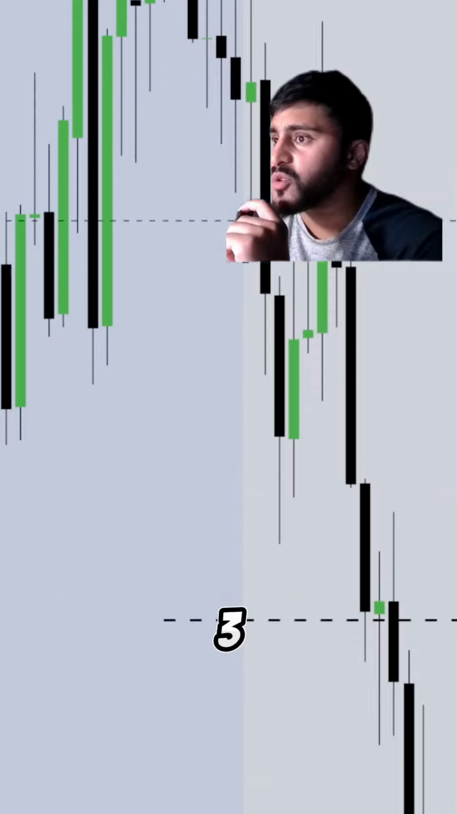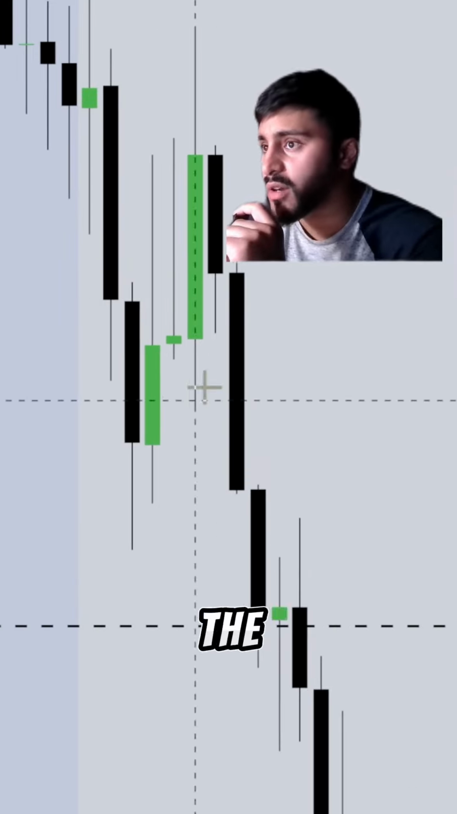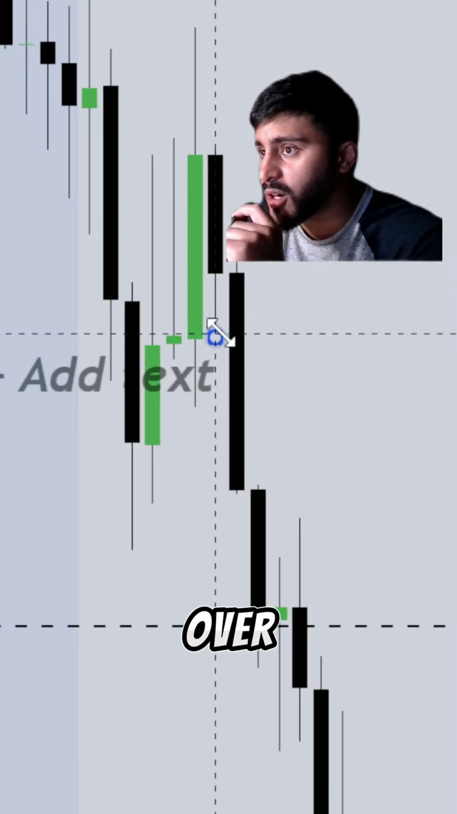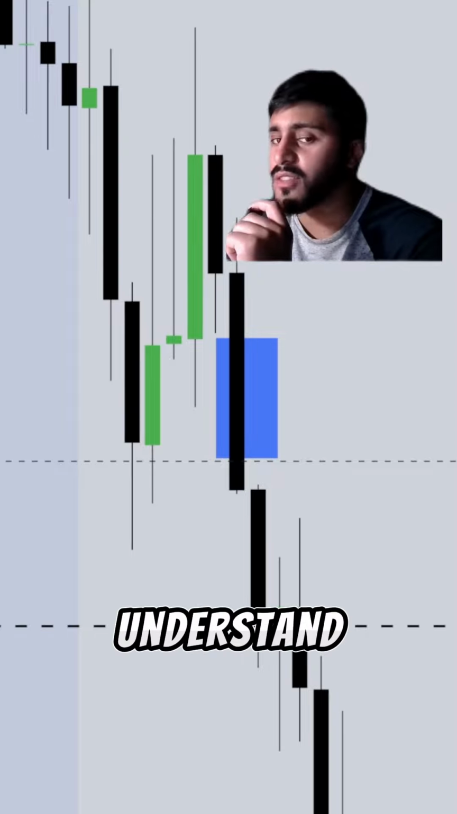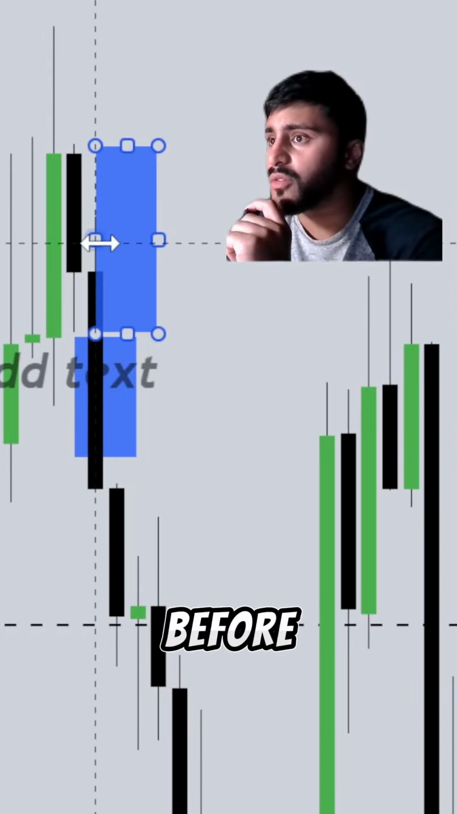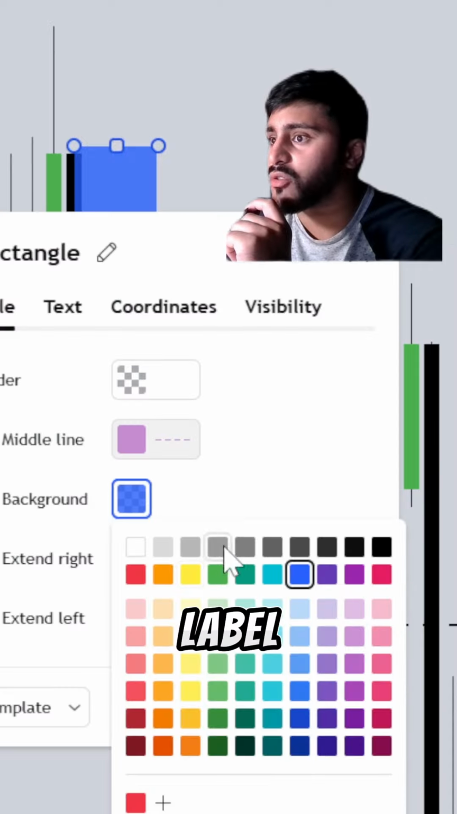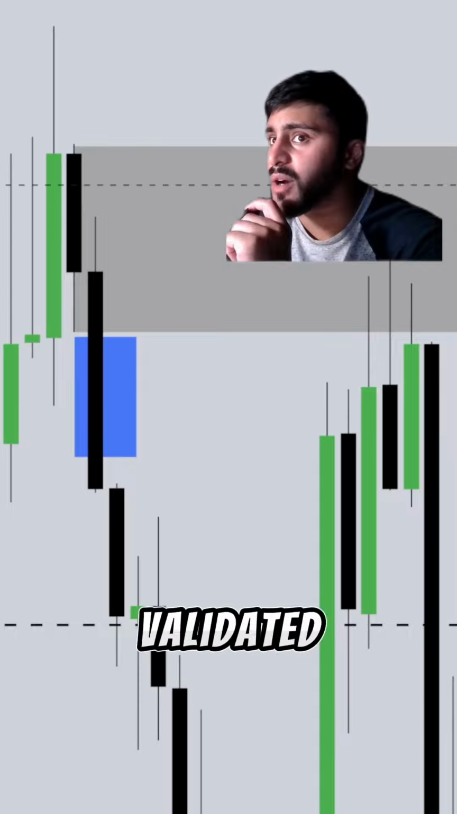And so step three, the most important thing, and this is where traders often mess up, right? The fair value gap is different from the order block. This is the fair value gap over here, right? Price leaves the fair value gap over here. I'm going to label this in blue so traders can understand. That is the fair value gap. The order block is the candle or the range before the fair value gap. So the order block I'm going to label in gray. So it's important to understand you're entering off the order block, but it's validated by the fair value gap, right?